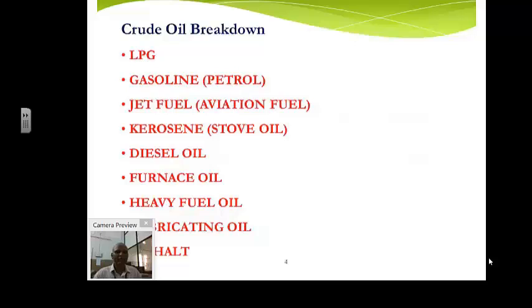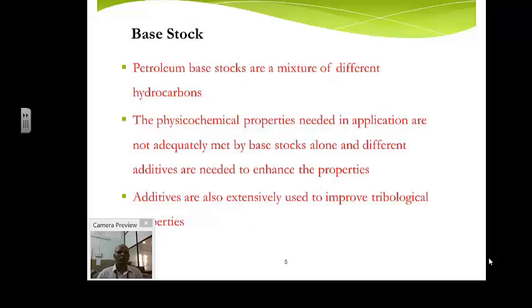When we do a crude oil breakdown, what we obtain initially are the highly volatile components and the gases: petroleum gas, liquefied petroleum gas, the gasoline or petrol, and then the aviation fuel, the kerosene oil, as well as diesel oil, furnace oil, and then heavy fuel oils. Then we obtain the lubricant base stock, and the last one obtained is the asphalt which is used for laying the roads.